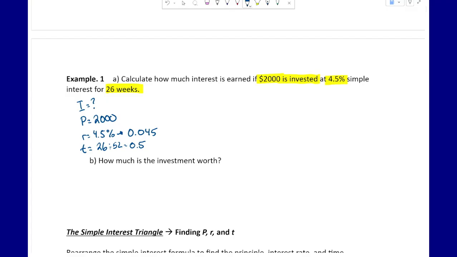So now I'm going to plug this all in. So start off with my formula. I equals PRT, or equals 2,000 times the rate 0.045 times the time 0.5. And I'm just multiplying those three numbers together.